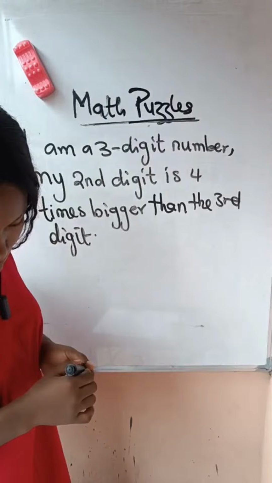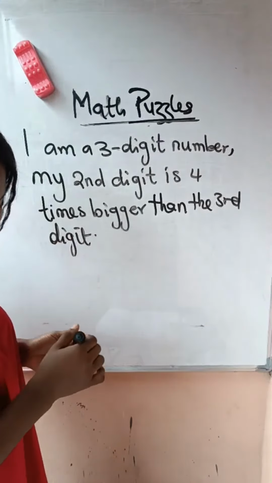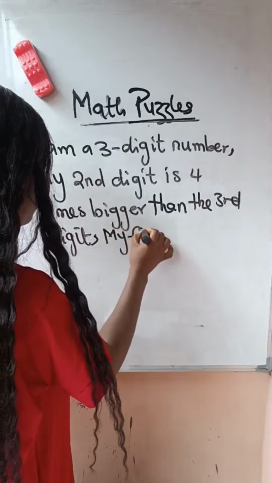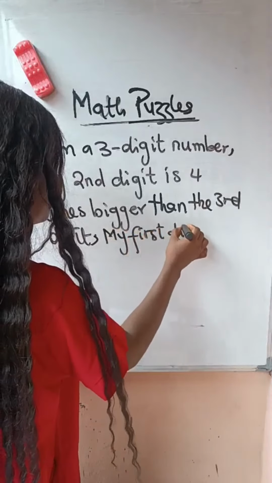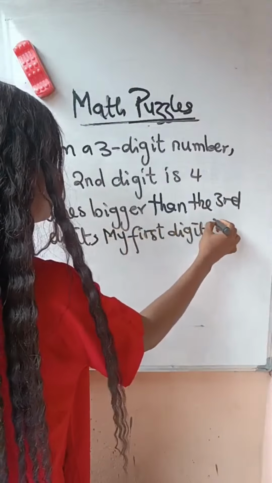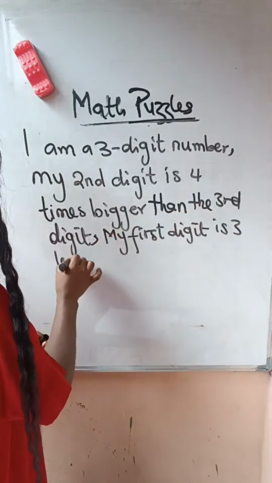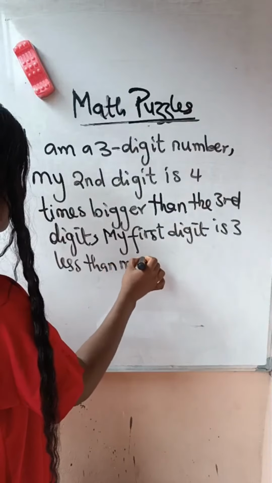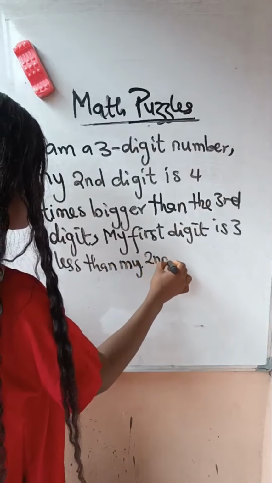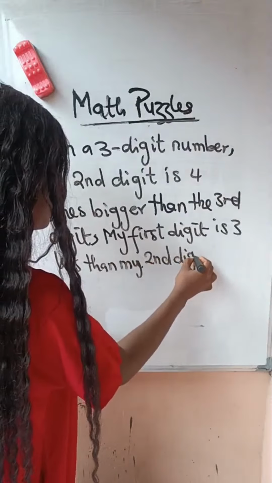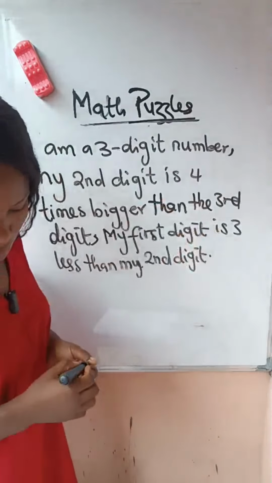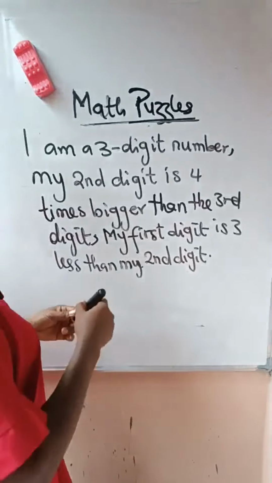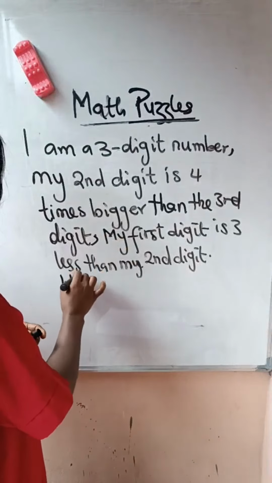My first digit is 3 less than my second digit. So the question says, what number am I?